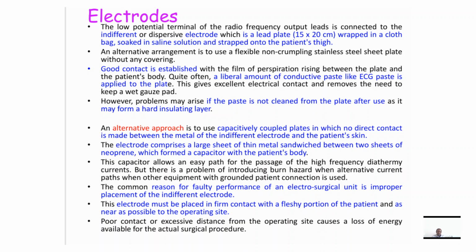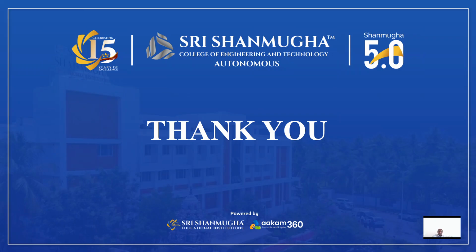The common reason for faulty performance of the electrosurgery unit is improper placement of the indifferent electrode. That's also possible. This electrode must be placed in firm contact with the fleshy portion of the patient and as near as possible to the operating site. Poor contact or excessive distance from the operating site causes a loss of energy available for the actual surgical procedure. That's all about the surgical diathermy.